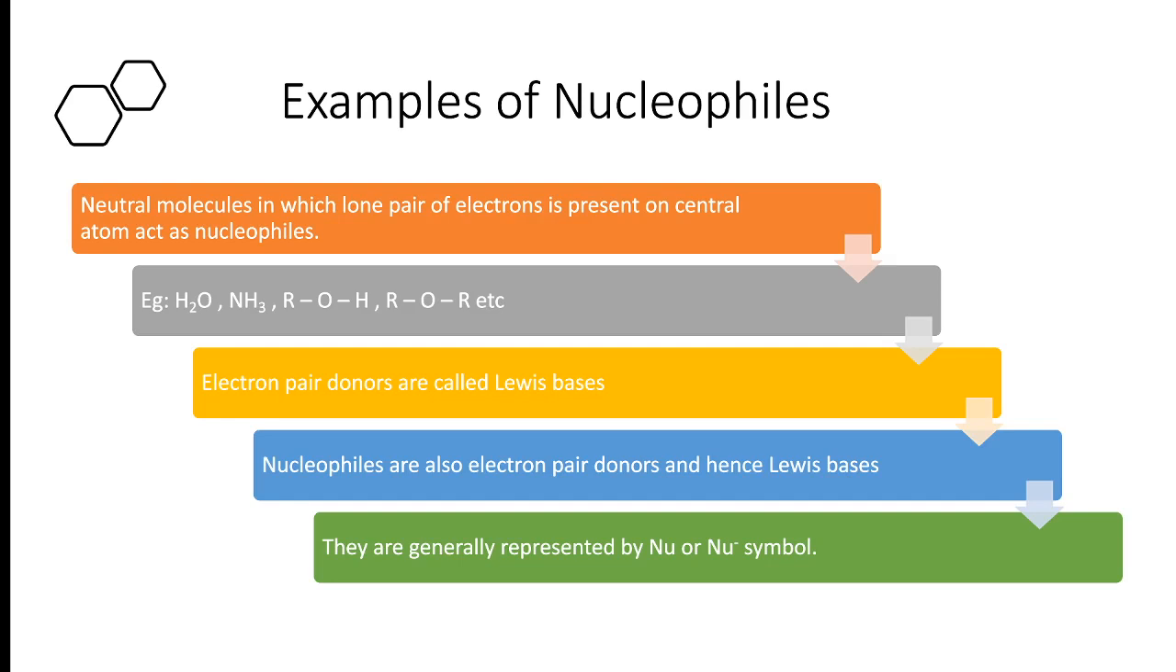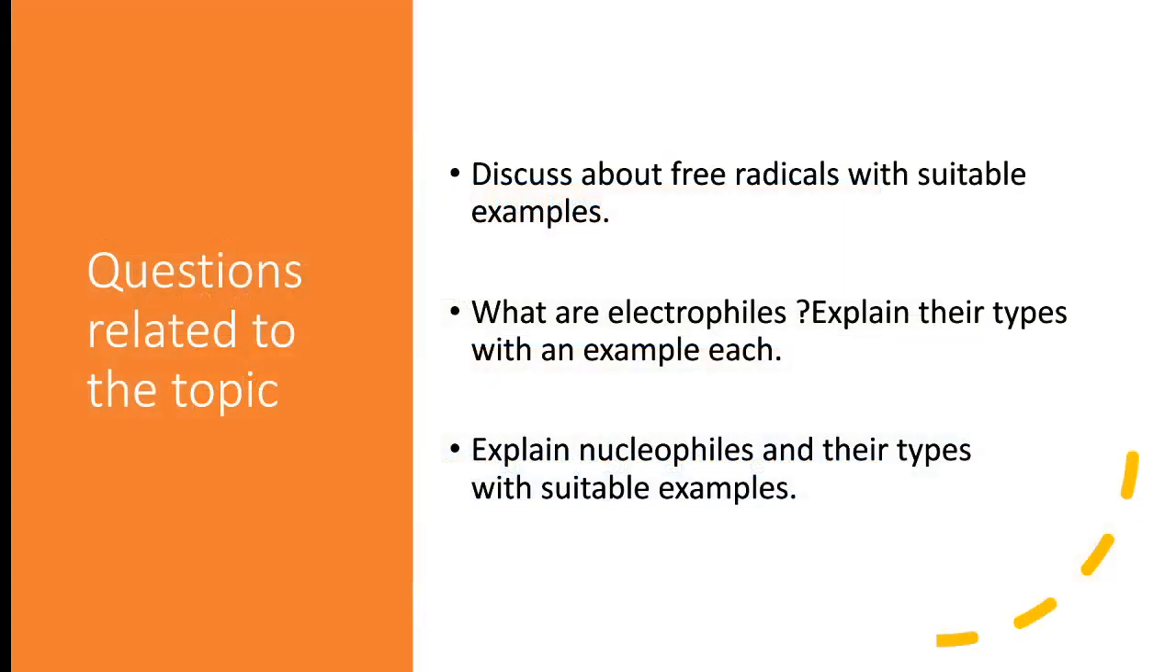Next, nucleophiles are electron pair donors and hence Lewis bases. Electron pair donors are called Lewis bases. Here nucleophiles are donating electron pairs, thus nucleophiles are Lewis bases. Nucleophiles are generally represented by either Nu or Nu minus. Most of the time we use Nu only, and here and there we also come across the Nu minus symbol for nucleophile.